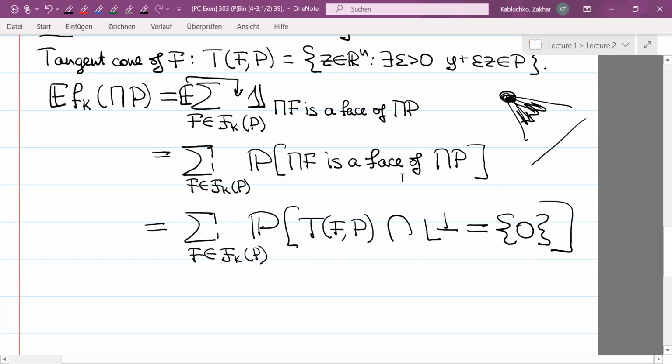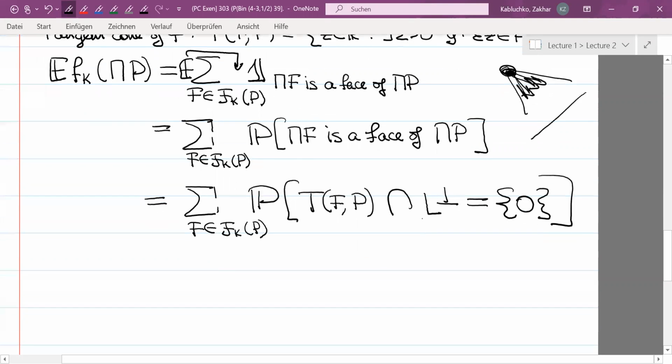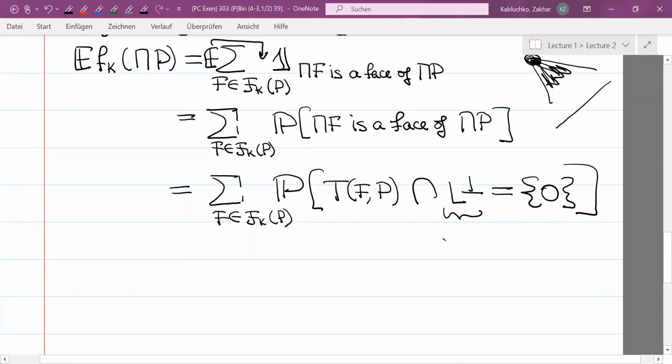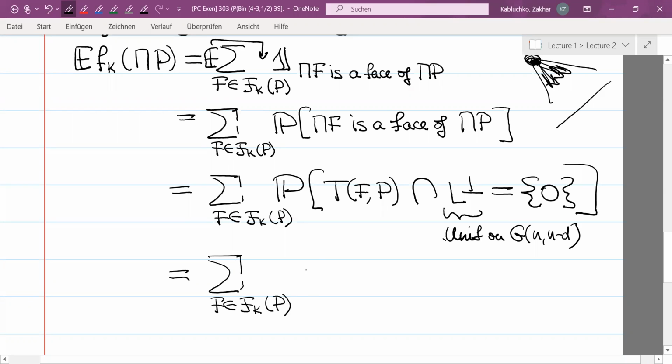And now we see again a Grassmann angle here. So what is that? It's exactly this if L is random. Recall this L is random, and so L orthogonal is also random. It is uniform on G_{n-d}, and so this is the sum of the Grassmann angles of the tangent cones T_F P. So we take all faces.